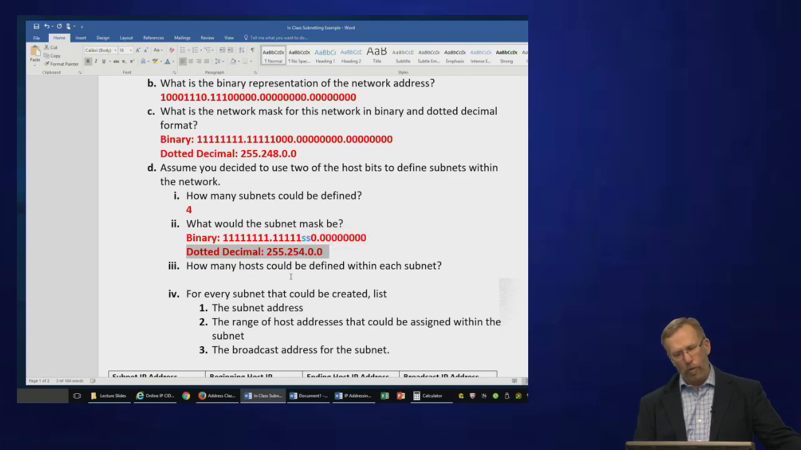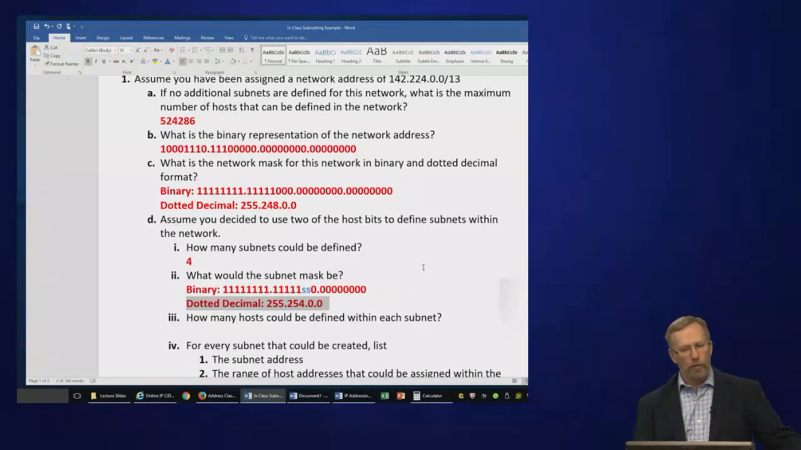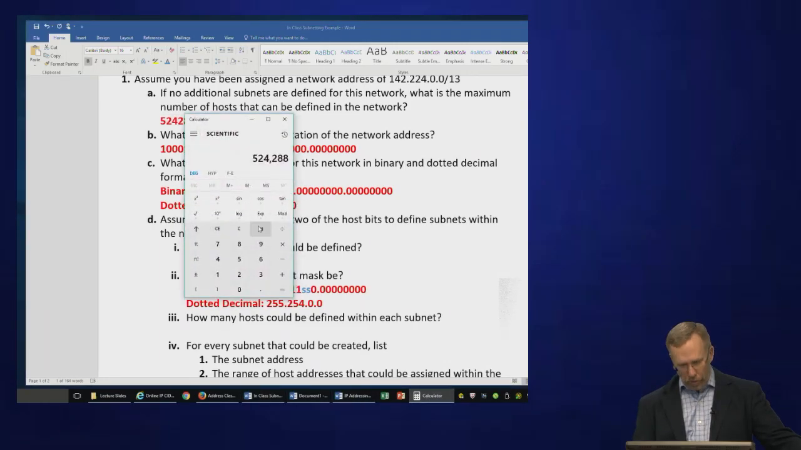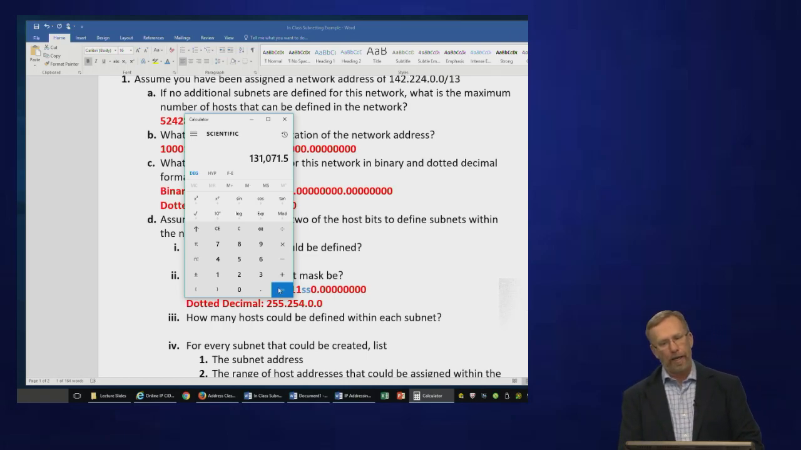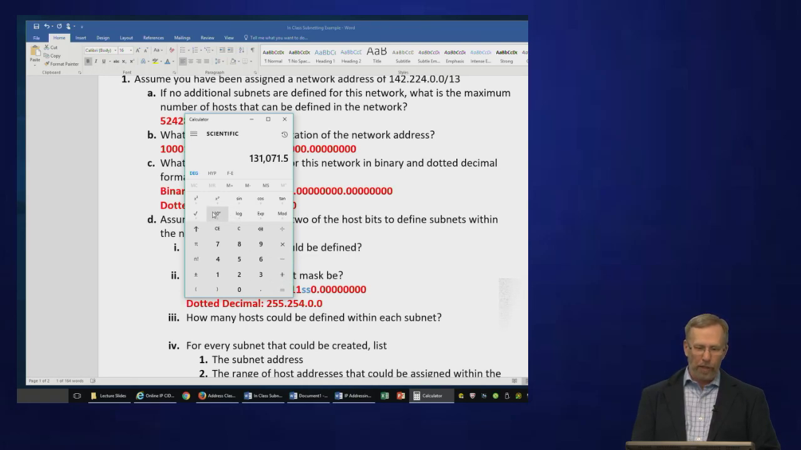How many hosts could we have on each of these subnets? And the short answer is we take this number, and since we're making 4 subnets, we divide it by 4. So if I take that number and do the -2, because I didn't do the -2 earlier, and then divide it by 4, I'll get a strange number. I can't have half an IP address. So typically, we're not going to do it that way.